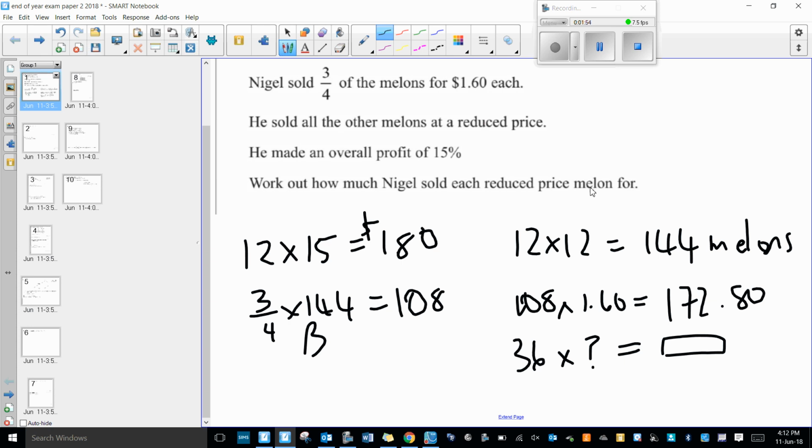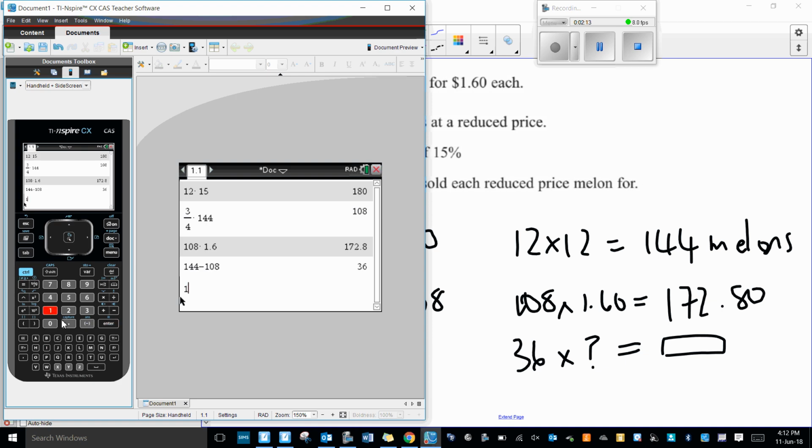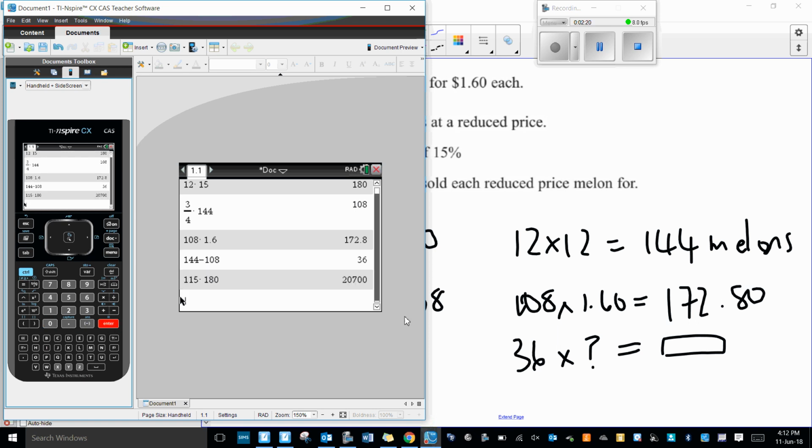Right, so he made an overall profit of 15%. So if he bought them for $180 and he made a 15% profit, then that's a 15% increase. So 1.15 multiplied by $180. Oops. 1.15 multiplied by 180 is $207.